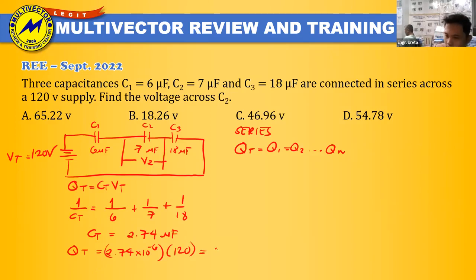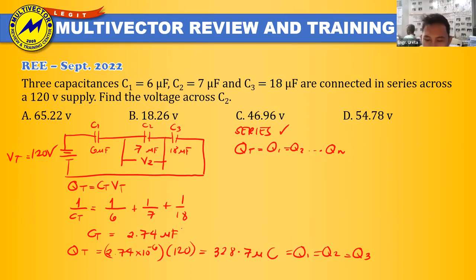Okay, so 328.7 microcoulomb. Okay, so ngayon, may total charge na tayo. Since series siya connected, equal lang din yan sa charge ng ating first capacitor, second, and third. Ano bang hinahanap? Yung voltage across our second capacitance or capacitance 2. Okay? So, Q is just equals to CV. Therefore, Q2 is just equals to C2 V2. V2, therefore, is Q2 all over C2.